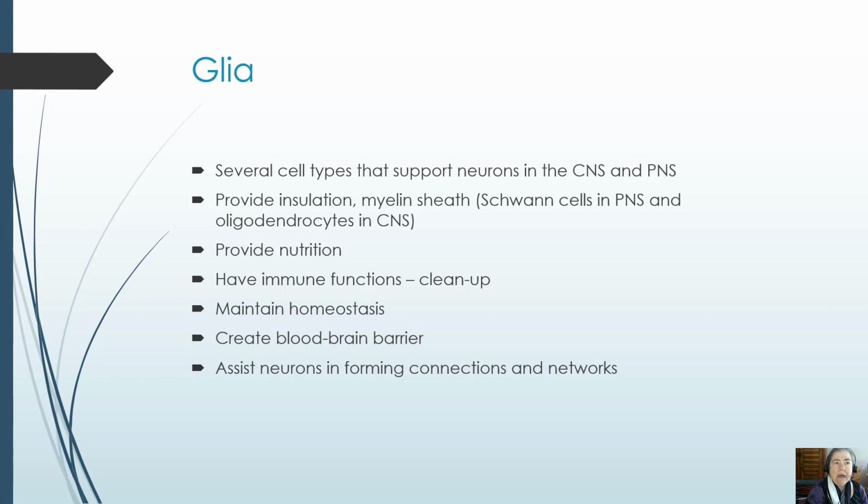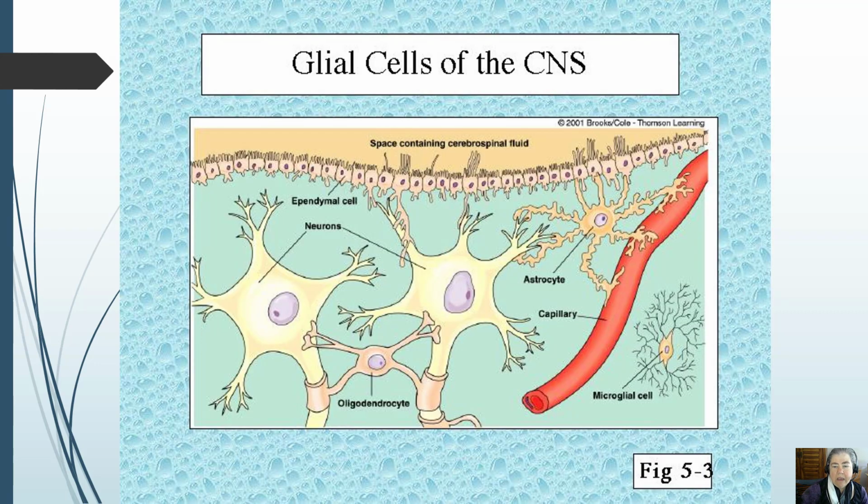And then glia, as we learn more about them, we have found that they're actually really important in helping to form and maintain neural networks by assisting neurons in forming synapses and connections. This slide just is a diagram of some of the types of glial cells, most of the types of glial cells in the nervous system.